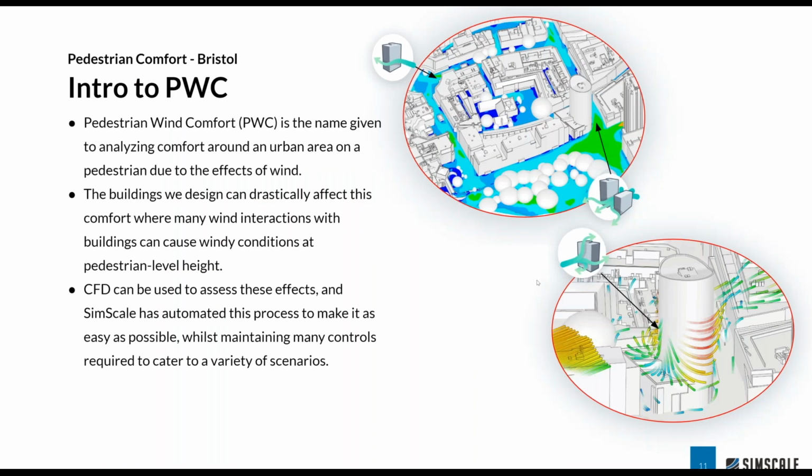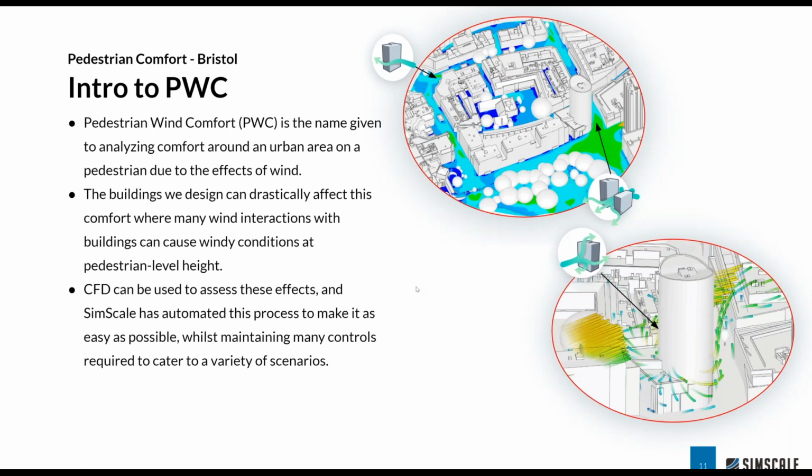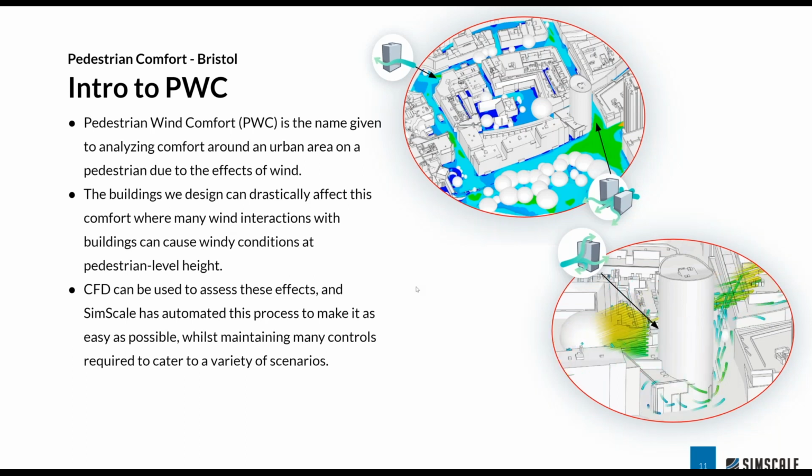Firstly, discussing what pedestrian wind comfort actually is, in case anybody is unfamiliar. Pedestrian wind comfort is the name given to analysing comfort around an urban area on a pedestrian due to the effects of wind. Now, the buildings that we design and analyse can drastically affect the comfort with some wind interactions, which causes some discomfort at the pedestrian level, so actually where the pedestrians are standing.